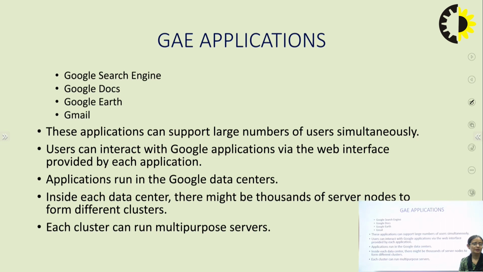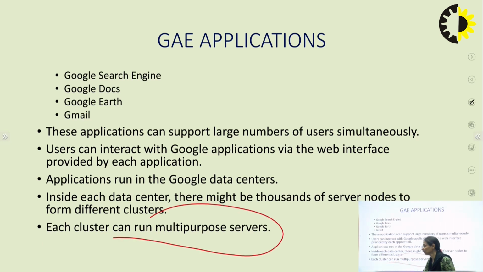So what are the basic GAE applications? The Google search engine is provided to you. You can use Google Docs. You can collaborate with Google Docs. You can collaborate with Google Earth. And there is the Google Mail service. These applications can support a large number of users simultaneously. Users can interact with Google applications through the web interface. Applications run in the Google data centers. Inside each data center, there may be thousands of nodes forming clusters, which we have seen already. And these clusters can run multi-purpose servers, which we have seen earlier.